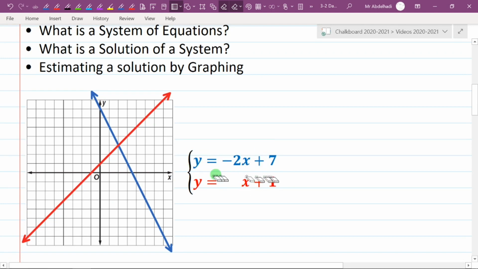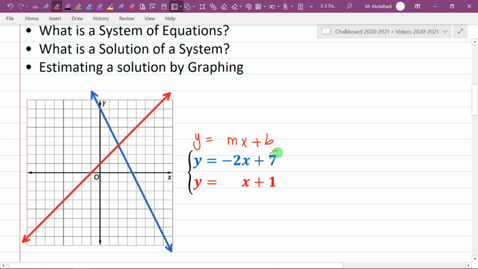These are linear equations because they're equations of lines. The blue equation on top here is the equation of this blue line here. And the red equation down here is the equation of the red line up here. And if you remember how to graph y equals mx plus b, you know that these are in y equals mx plus b form. And the m is the slope and the b is the y-intercept.